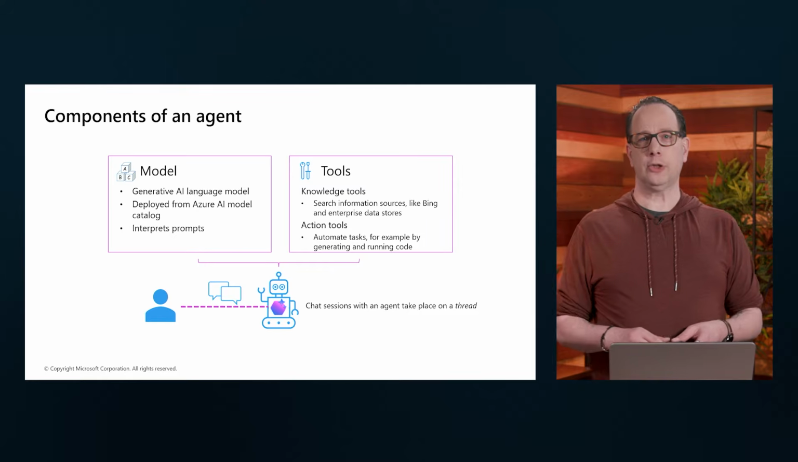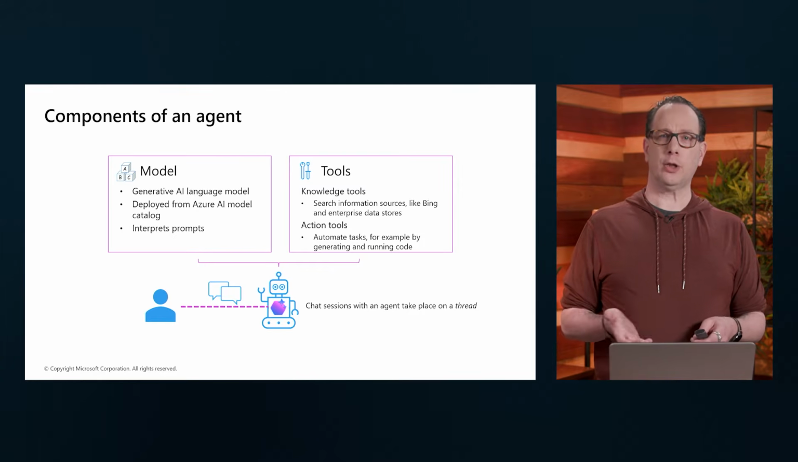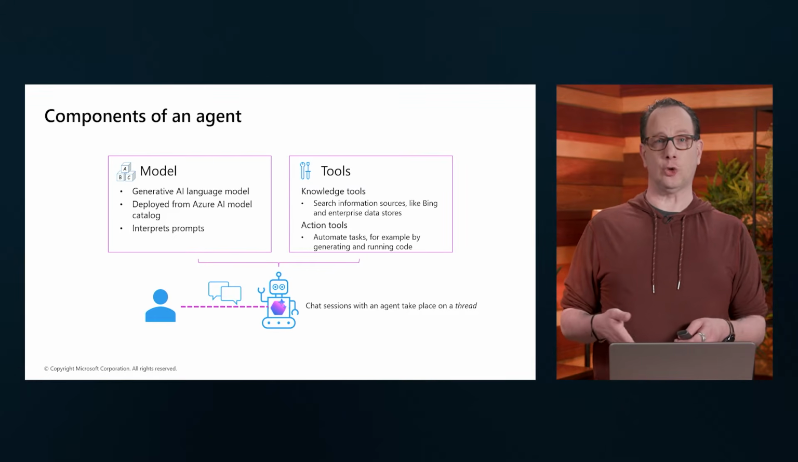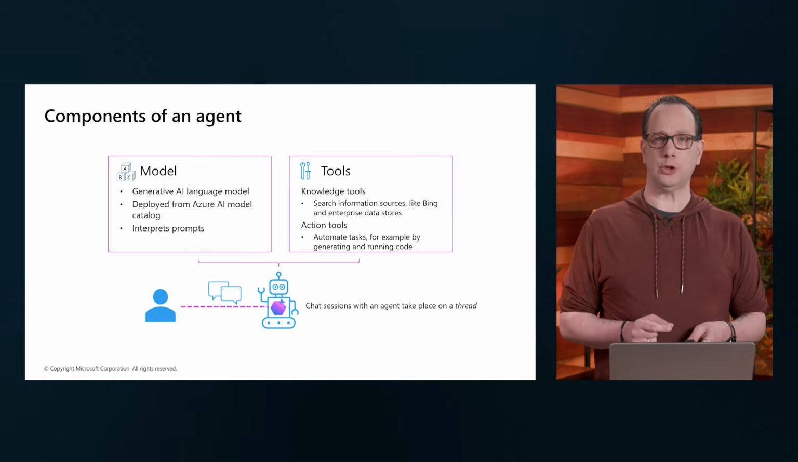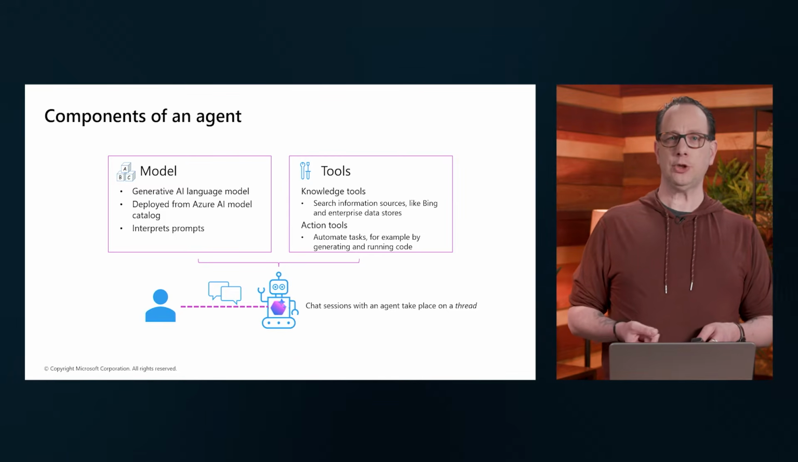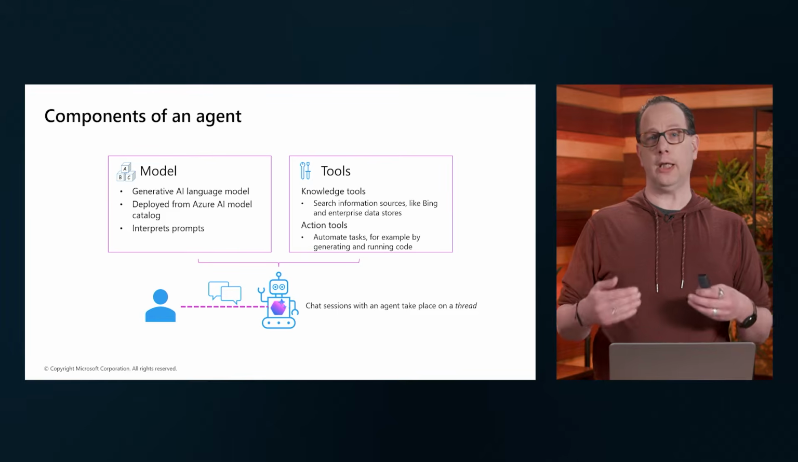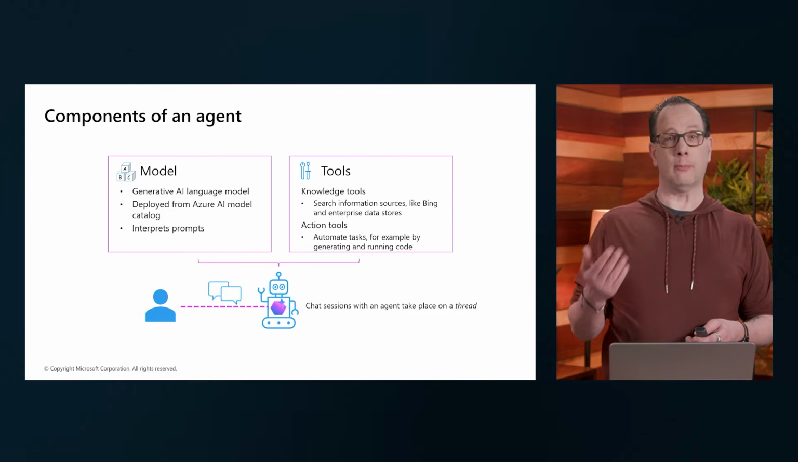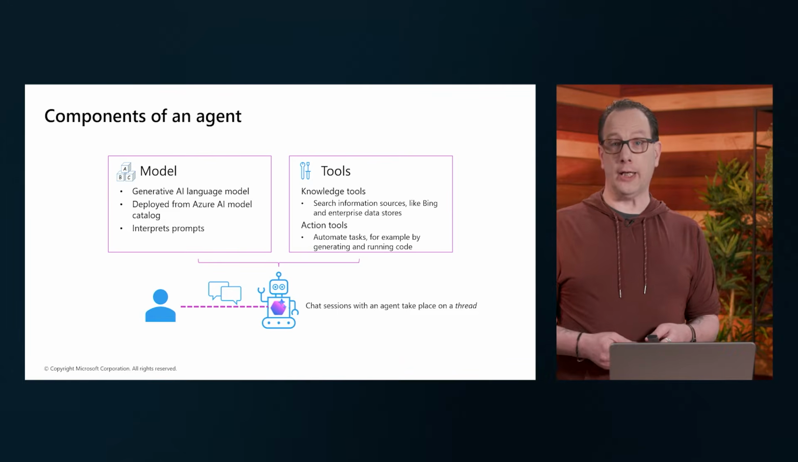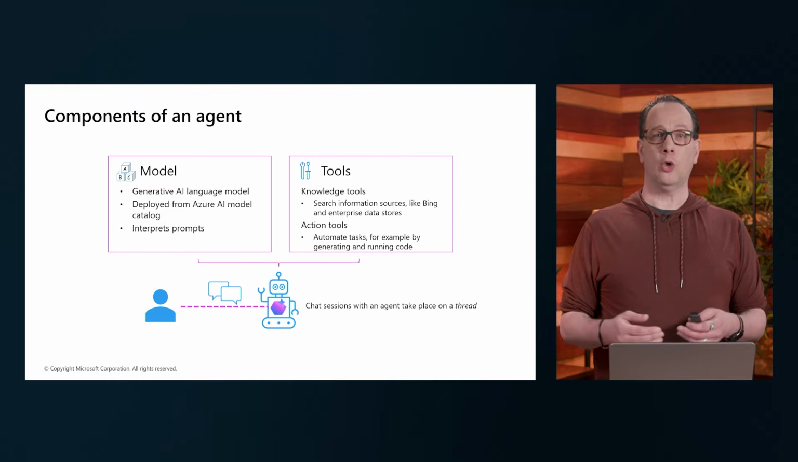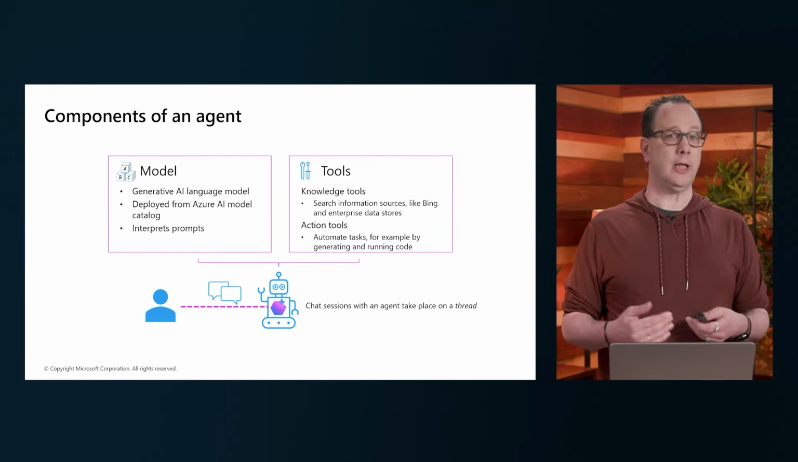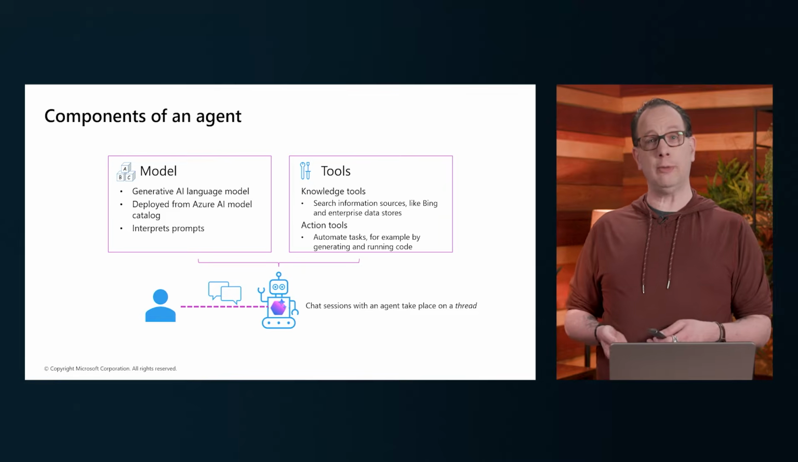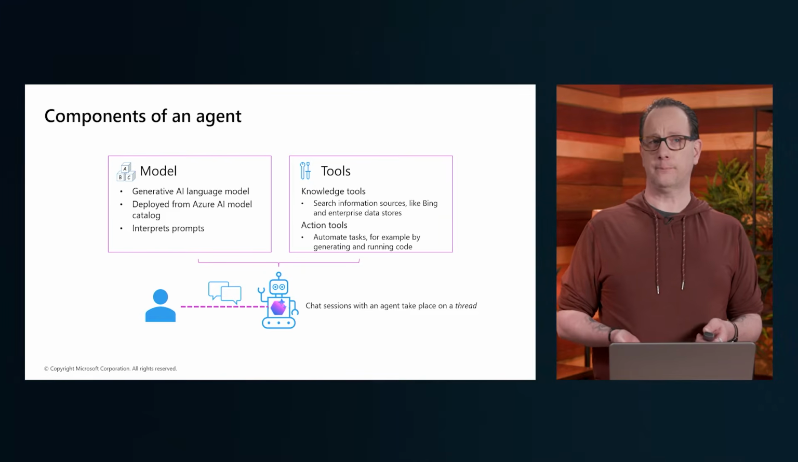The next component is the knowledge tools. A knowledge tool is basically a data source that enables the agent to ground prompts with contextual data. Potential knowledge sources include internet search results from Microsoft Bing or using Azure AI Search indexing, or it could also be your own data and documents stored in Azure storage accounts or maybe Cosmos DB, for instance.